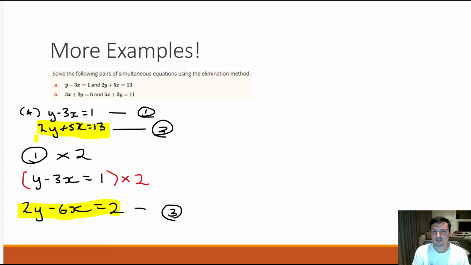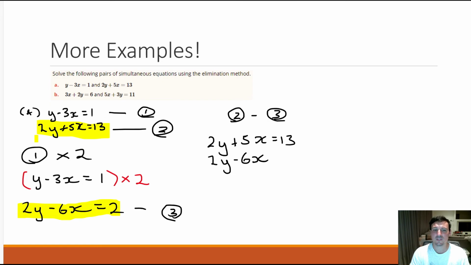So I'm going to do 2 take away 3. I'm going to take away because they are the same term. They're both positive 2y's. And the reason why I'm doing 2 take away 3 is because, well, I feel like it. It doesn't really matter. We can do 3 take away 2. We just end up getting negatives and positives in different spots. This is where a lot of people will come unstuck because this is where we start working with positive and negative numbers. We have 2y take away 2y, which gives me 0.